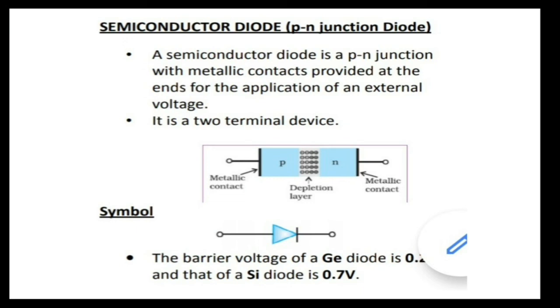And this barrier potential is a characteristic of a diode. If the diode is made of germanium, that potential barrier will be 0.3 to 0.4 volt, and for silicon it will be 0.7 volt.